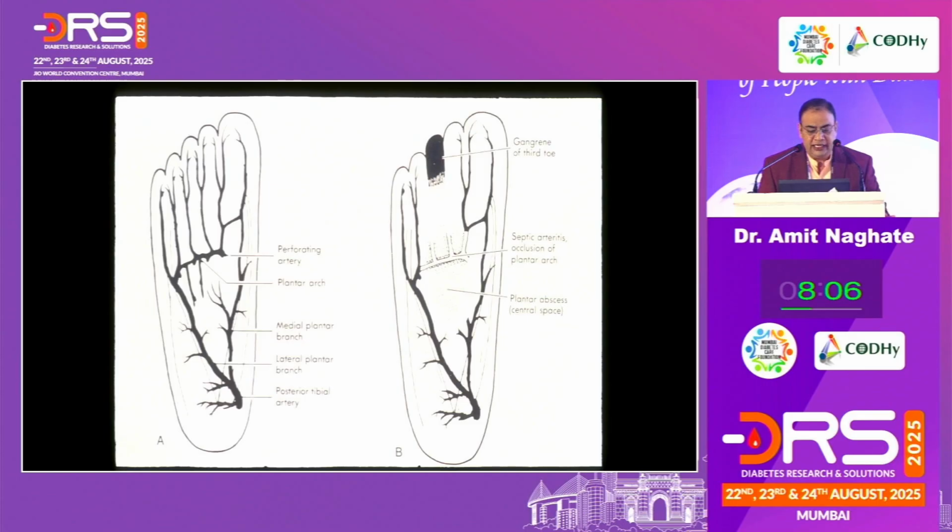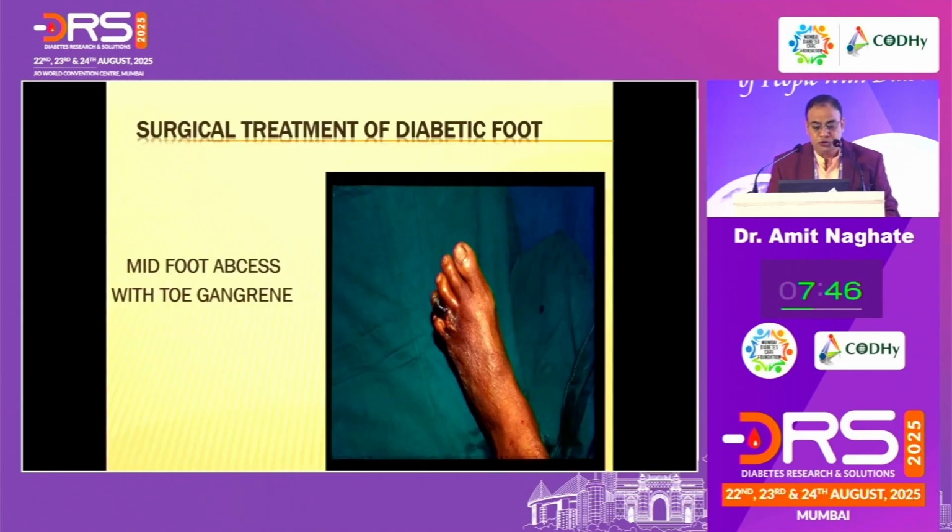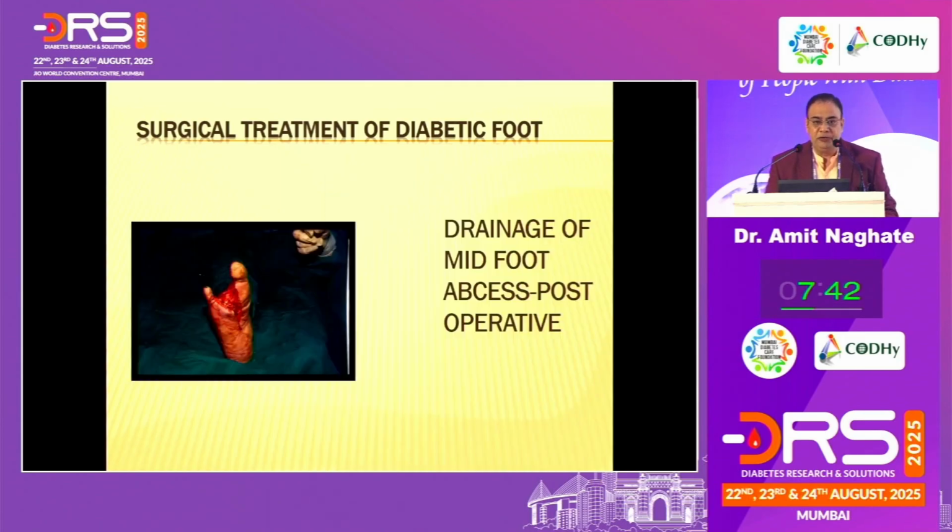If the central plantar space has an abscess, then septic arthritis occludes the plantar arch, which leads to necrosis of the third, fourth, or second toes. This is the image, and this is what the debridement comes to. Because we need to debride the whole space, we need to remove the complete infection. So this is how the debridement goes.